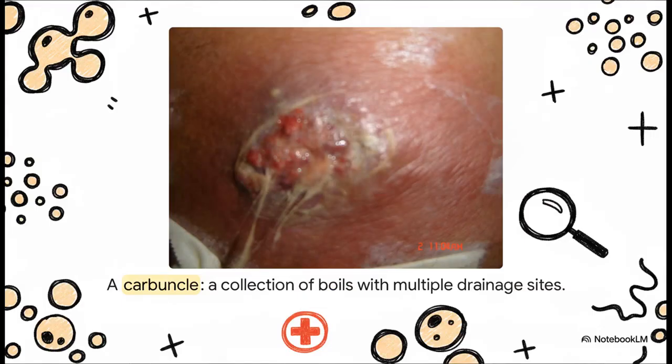And if you get a whole collection of these boils all clustered together, you end up with this, a carbuncle. This is a much more serious situation, a larger and deeper infection, often with several different points where pus is draining out. This is definitely something that needs proper medical attention.